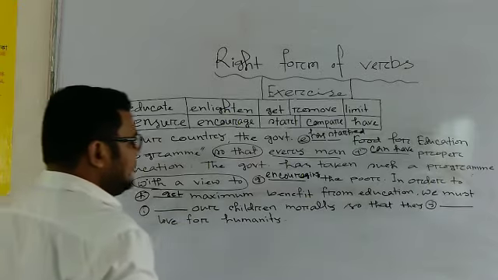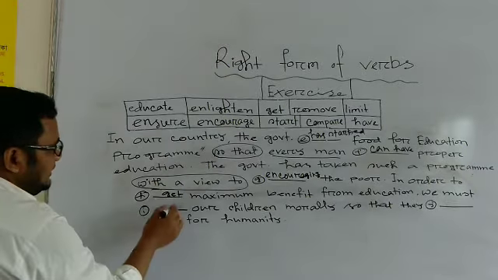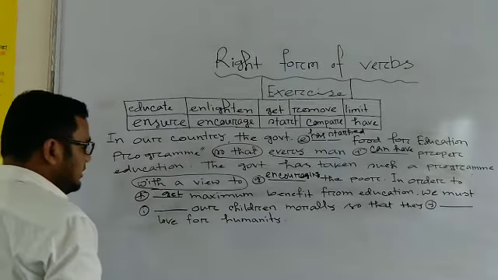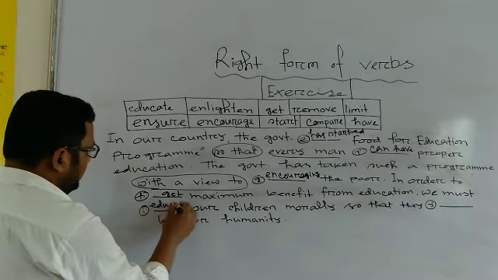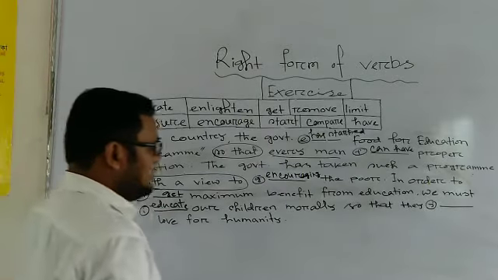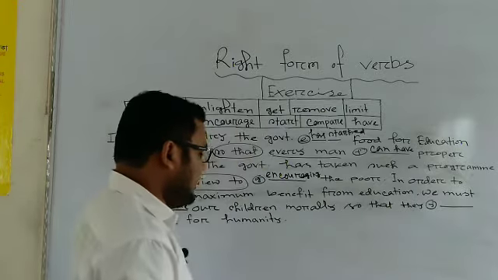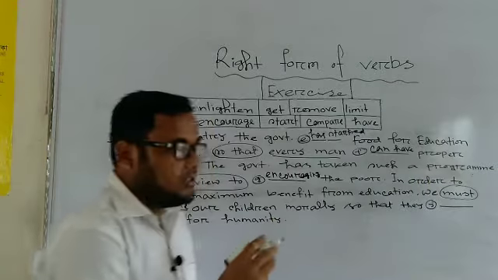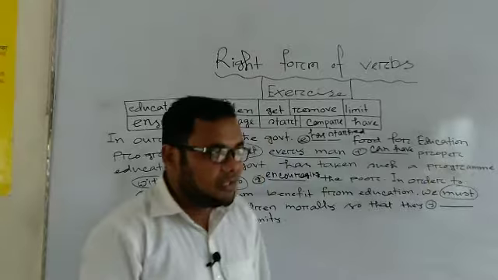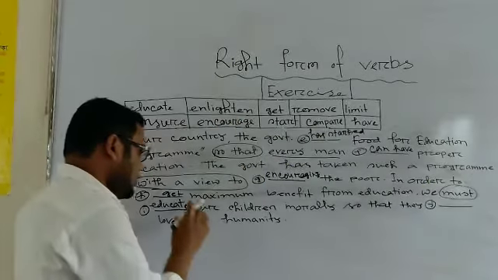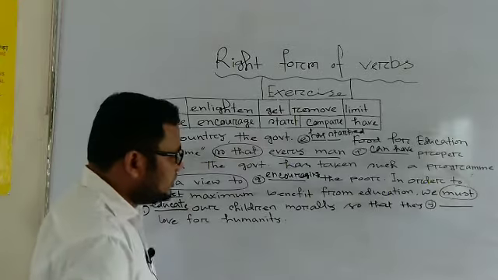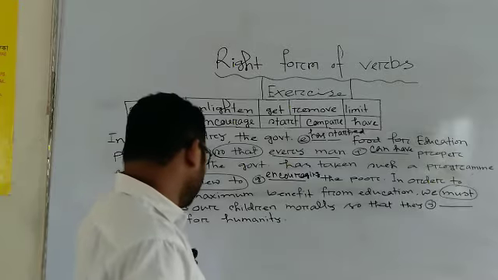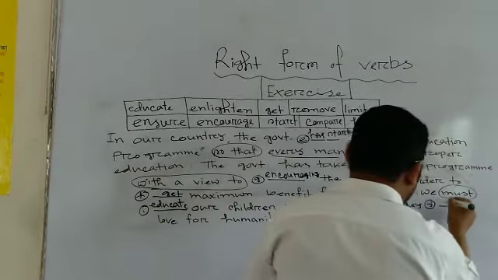We must dash our children morally. So we can write down here, we must educate our children morally. Here must is a modal auxiliary, so you have to use the base form of the verb. So you can write, we must educate our children morally, so that they dash love for humanity.